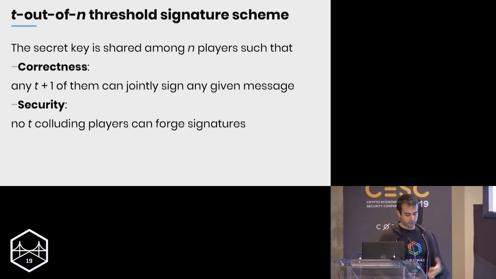So instead of T and N, let's think about numbers. Say there are 10 people, and you say, hey, any five of these people should be able to sign and authorize a transaction. But if four of these people get compromised, or four of these people lose access to their devices, that's okay. If you get access to just four of these or three of these, you learn absolutely nothing. And this is a threshold signature.